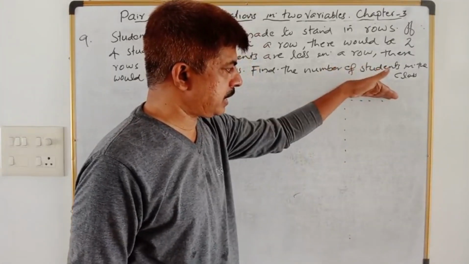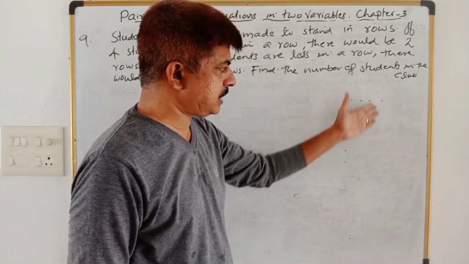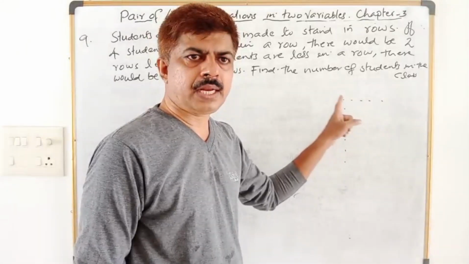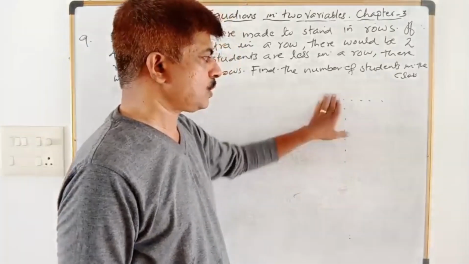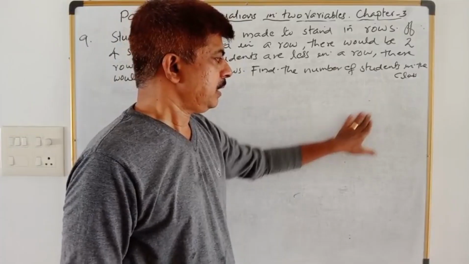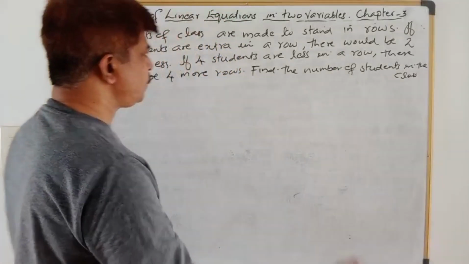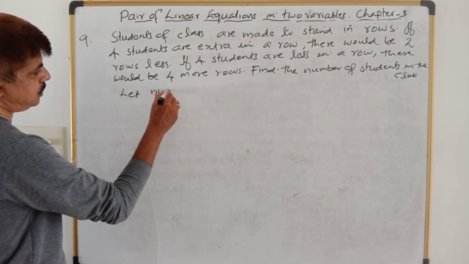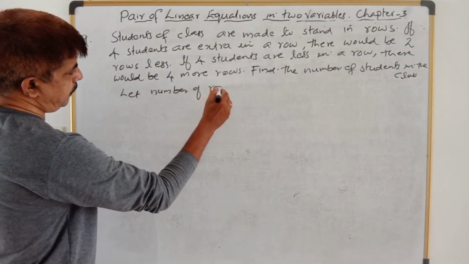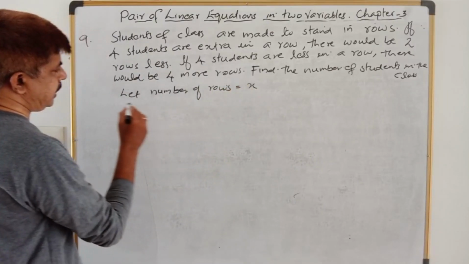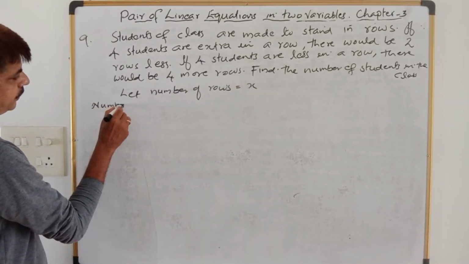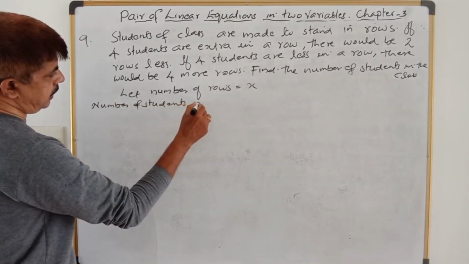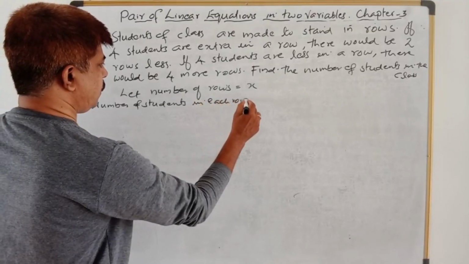There are 5 students in a row, and we have 7 rows. So easily we can find the total number of students: 5 times 7, 35. If there are 3 students in a row and 5 rows, we multiply 3 and 5, 15. Like that, let us take the number of rows as x, and the number of students in each row we can take as y.